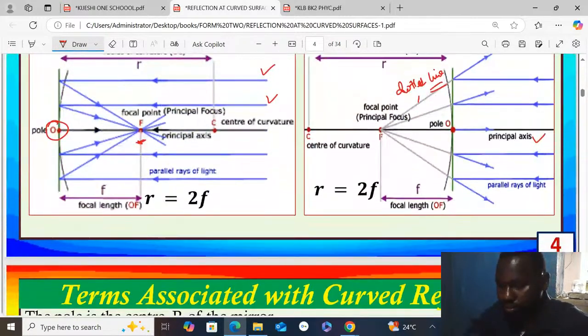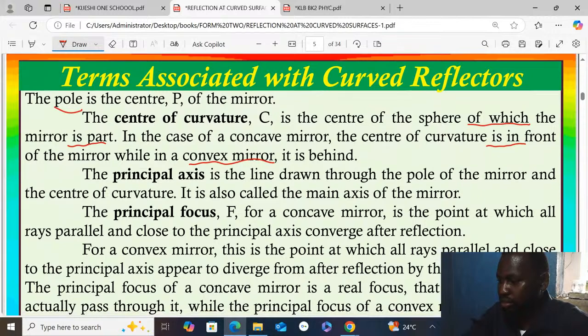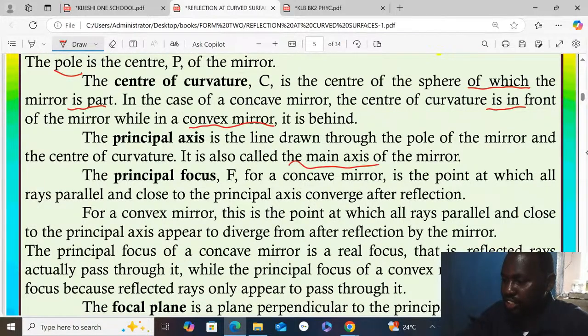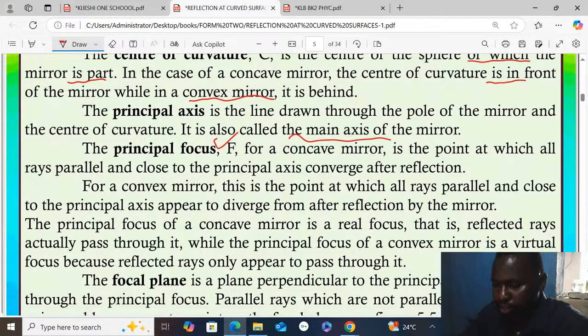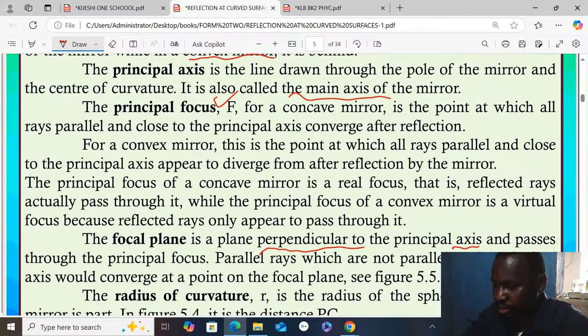Let's continue. We have the principal axis, a line drawn through the pole of the mirror and the center of curvature. It's also called the main axis. The principal focus, we had already defined it, in terms of the concave and the convex. We have the focal plane, a plane perpendicular to the principal axis that passes through the principal focus. Parallel rays which are not parallel to the principal axis would converge at a point on the focal plane.